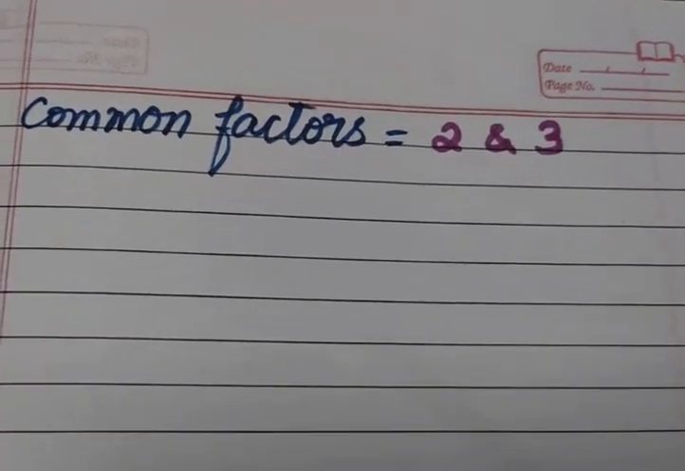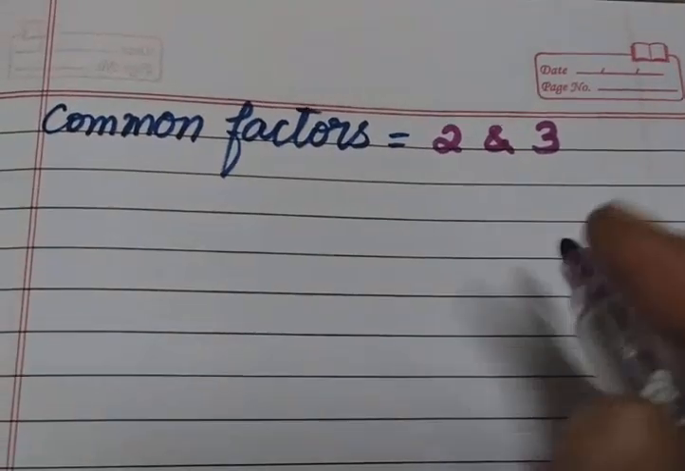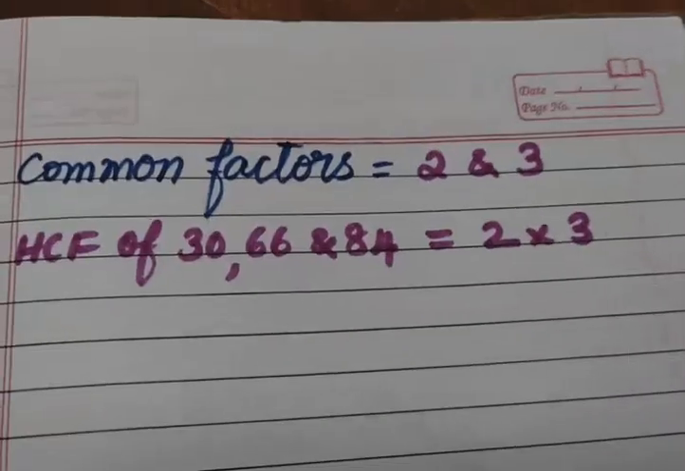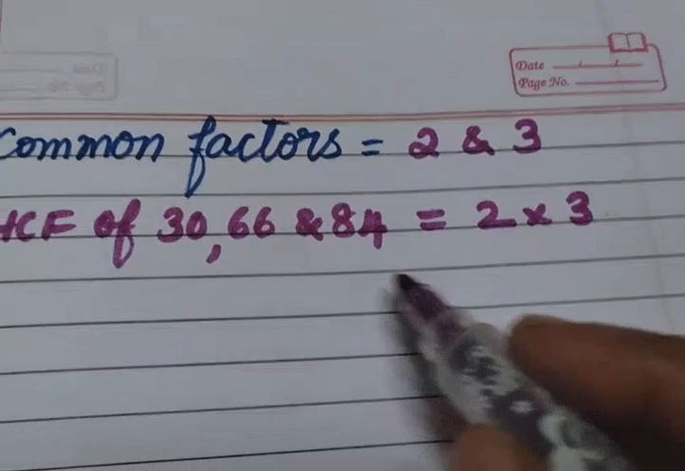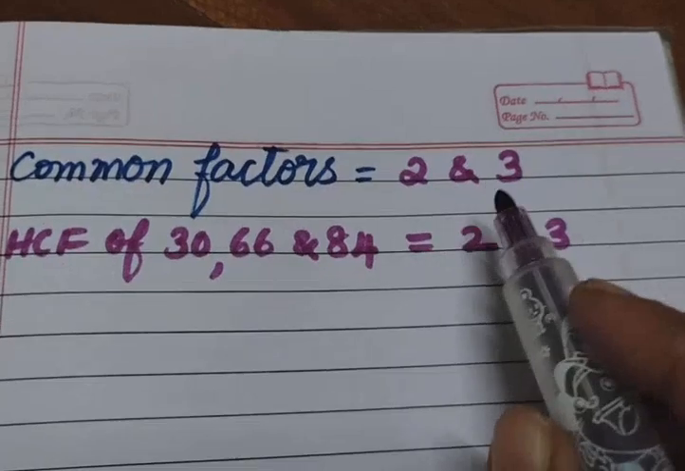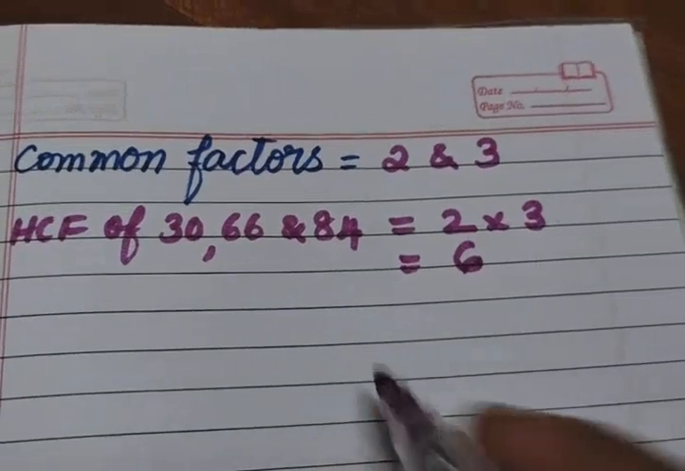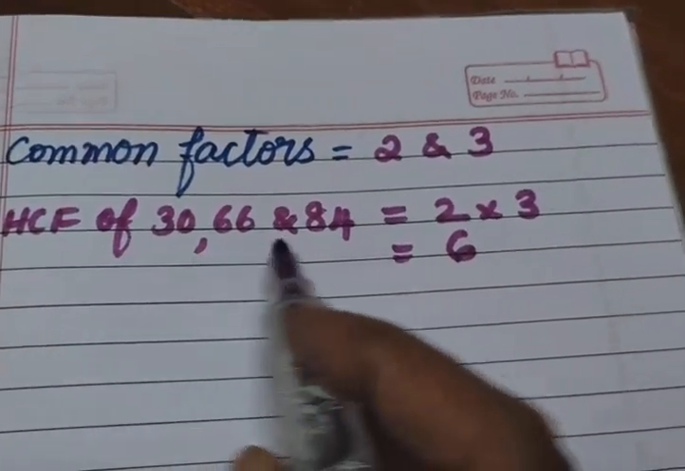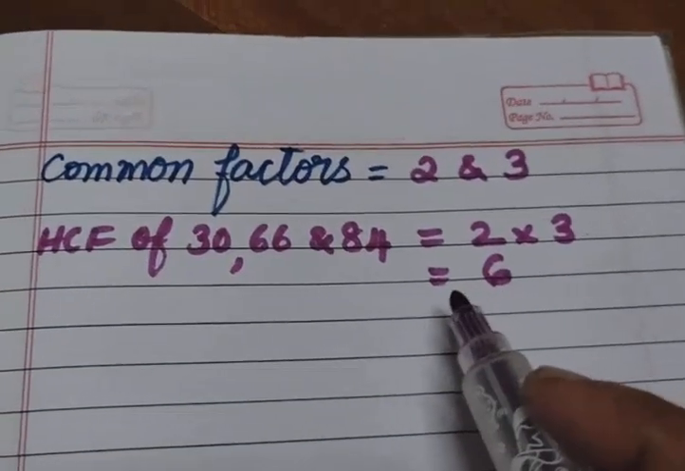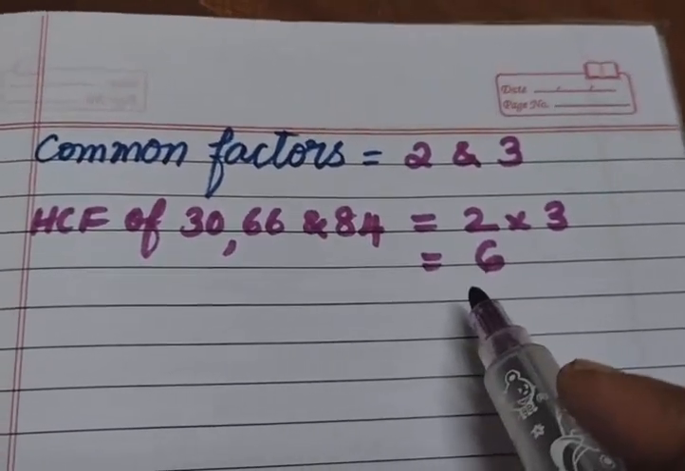Then that's the HCF, highest common factor. Okay children, so HCF means we have to find the product of these two prime factors. HCF of 30, 66 and 84 is equal to the product of these two prime common factors. So the answer is 2 3s are 6. What is the HCF of 30, 66 and 84? Yes, that's 6. So first find the prime factors, then find the common factors, then find the highest.